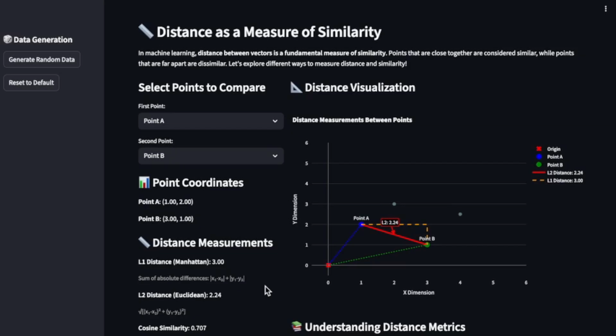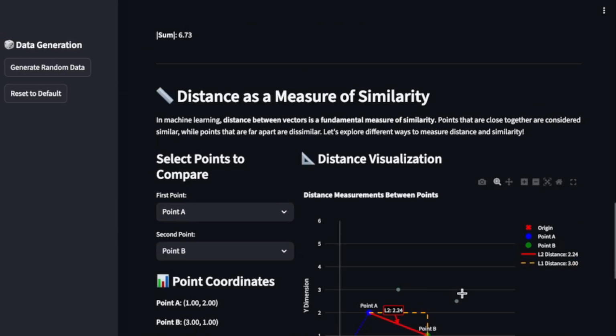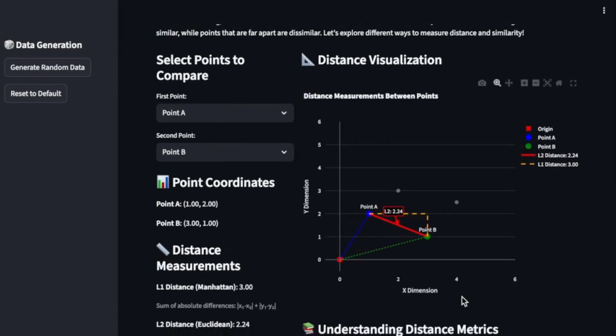So L1 distance is Manhattan distance. That's this kind of orangish dashed line. Think about it as driving through the city streets. I can only drive on those, I can't cut corners. I have to go to one intersection and then turn left or right. So that's what a Manhattan distance is.